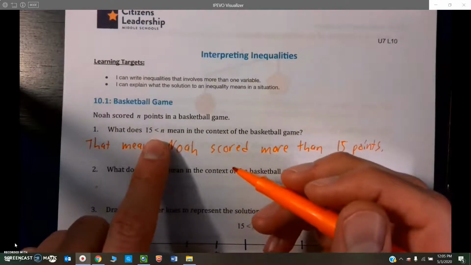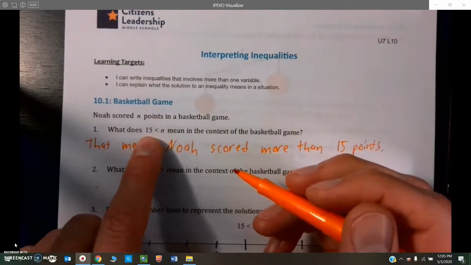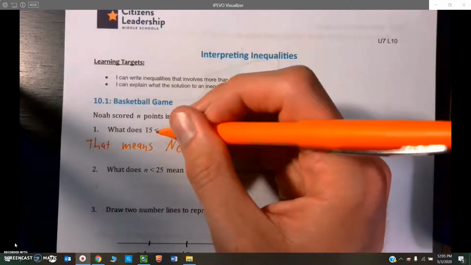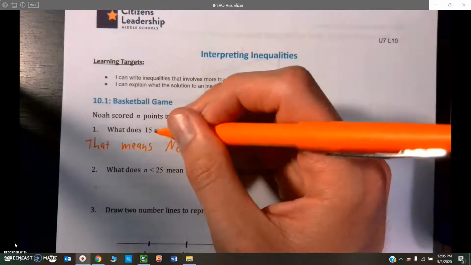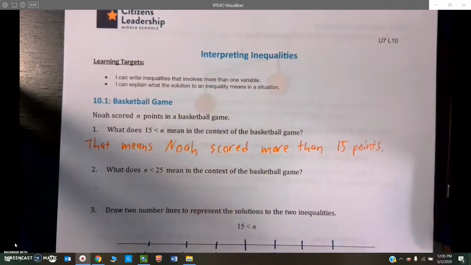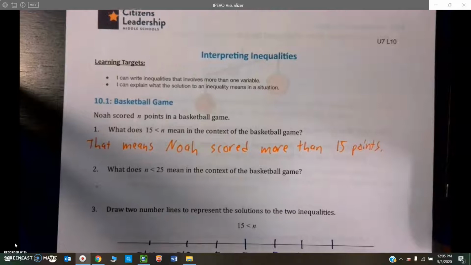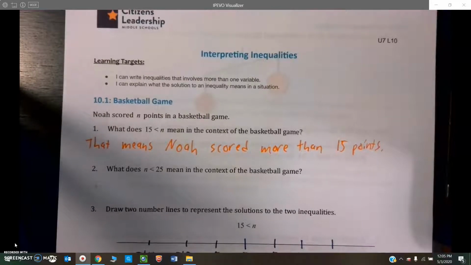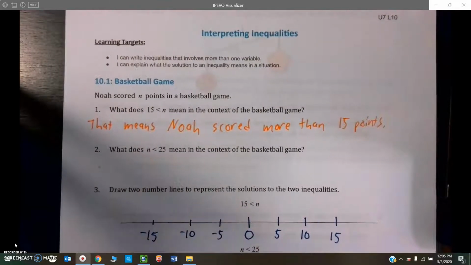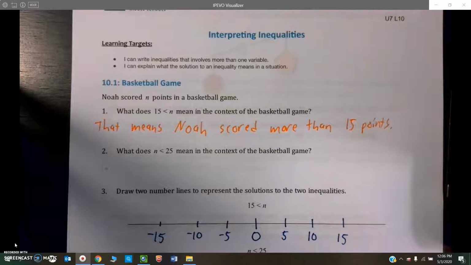Because once again, normally when we think of the greater than symbol, it's facing to the left. But either way, we can always just look at the symbol, and we can see that the mouth is facing N, if it's like a little alligator. So it's saying that the points scored by Noah are greater than 15. Okay, so now here, what does N is less than 25 mean in the context of the basketball game?